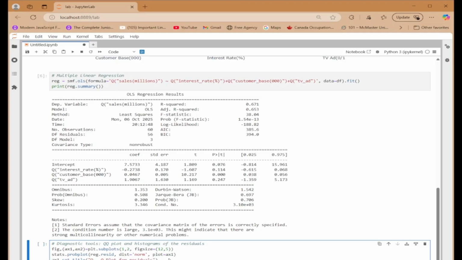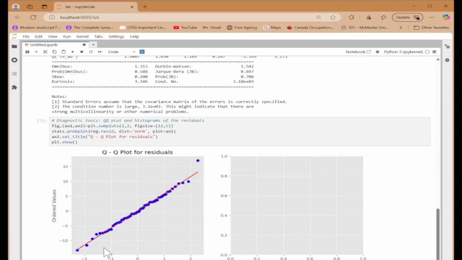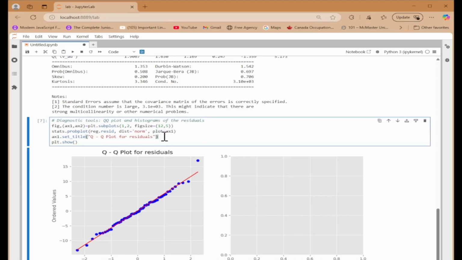Okay. Let me just check if I did not make an error. plt.show. If I have not made a syntax error, the QQ plot will show. Shift enter. Yes. See here, we can say from here that the residuals are normally distributed because they are clustered along the diagonal of this.